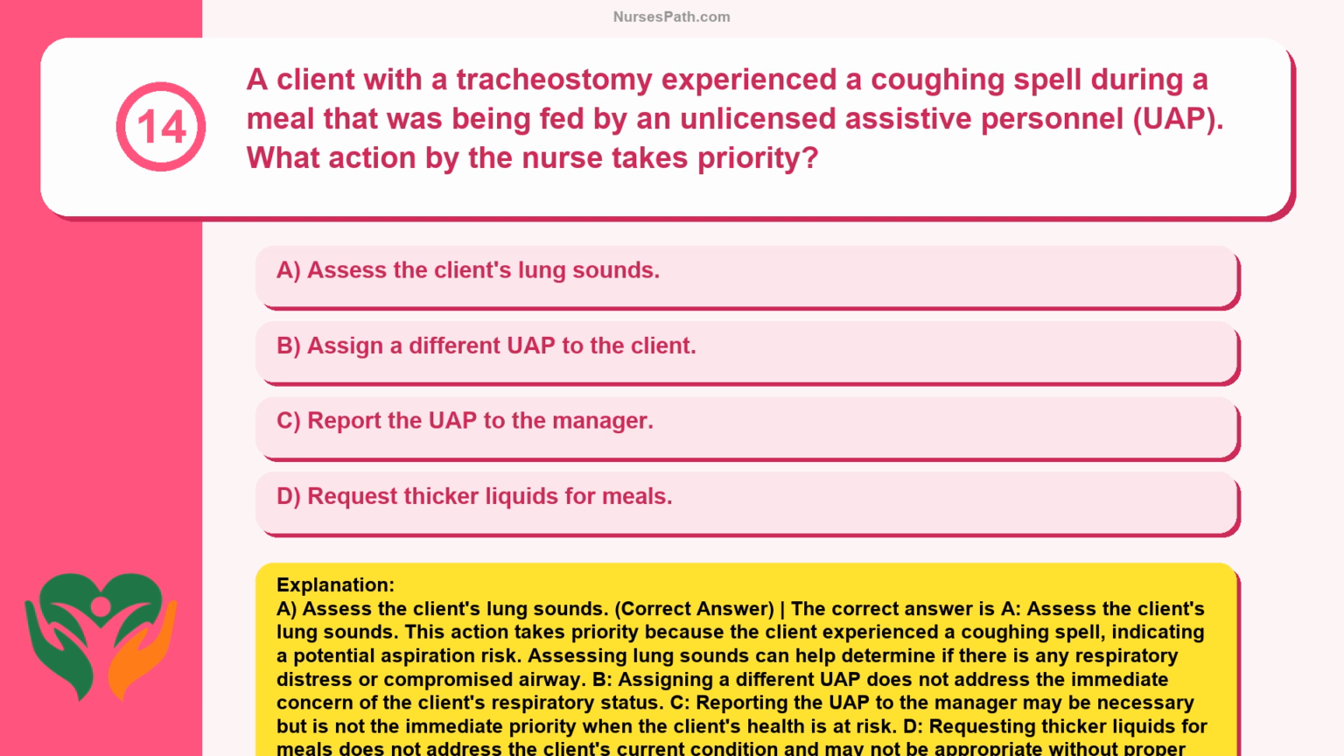B. Assigning a different UAP does not address the immediate concern of the client's respiratory status. C. Reporting the UAP to the manager may be necessary but is not the immediate priority when the client's health is at risk. D. Requesting thicker liquids for meals does not address the client's current condition and may not be appropriate without proper assessment.